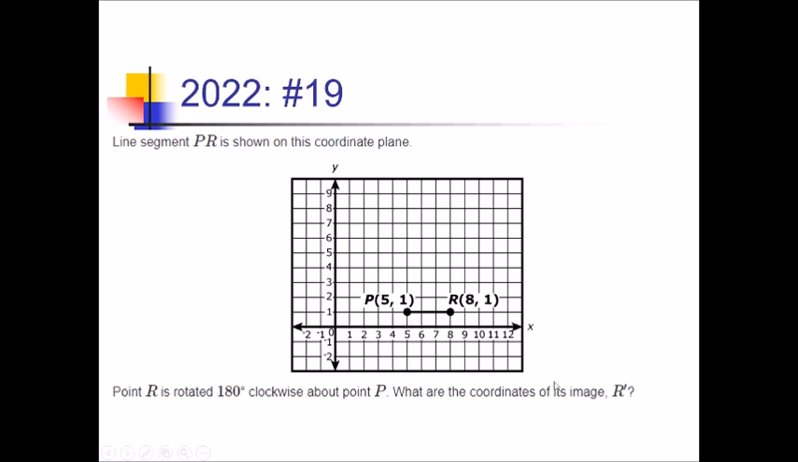That's pretty much what's happening here. We just want the coordinates of where R ends up. So if I rotate 180 degrees clockwise, that's halfway around a circle, which would bring me right here to this spot, and that's going to be the point 2, 1.